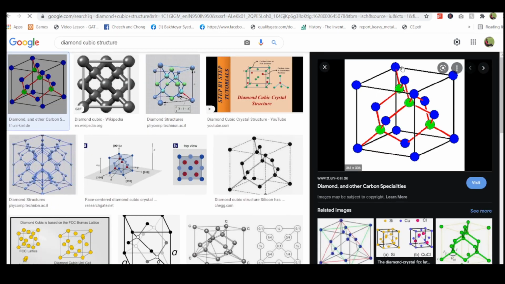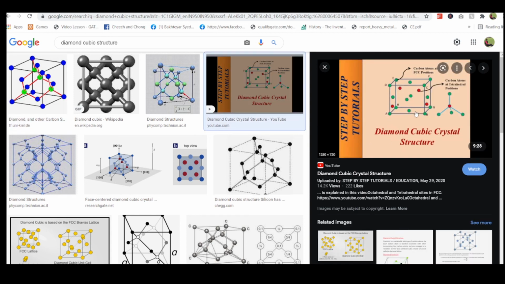See here, all the blue atoms are present at the corner, and these blue atoms are on the face. These four atoms are tetrahedral atoms, which form a tetrahedron. These green atoms are tetrahedral atoms. In this way, atoms are arranged.